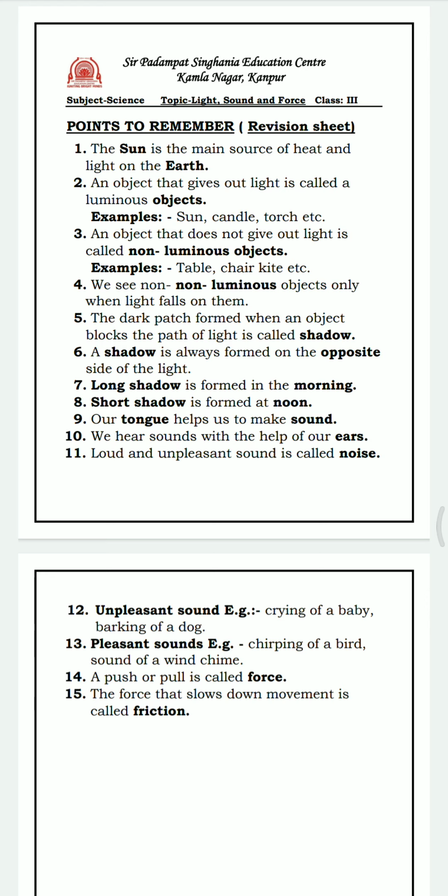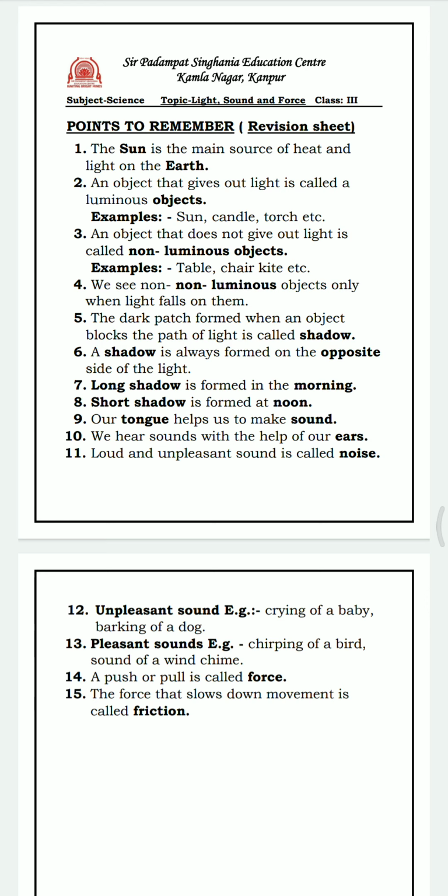Okay, so let's discuss. So the first point says the sun is the main source of heat and light on the earth. We know that sun gives us light. Okay, children, as night falls we use different objects to give us light, right? So sun is the main source of heat and light on the earth, and light helps us to see. Okay, now moving to the next point.